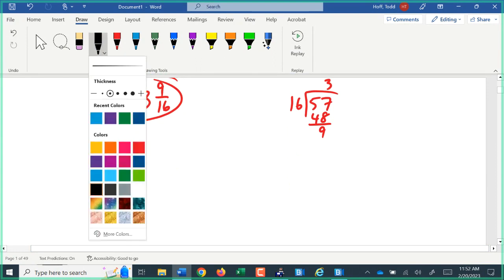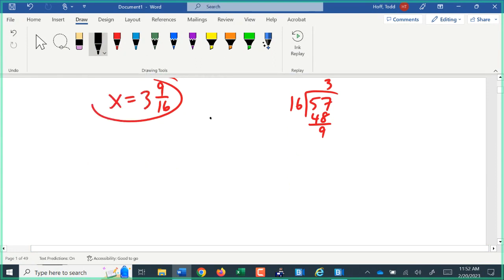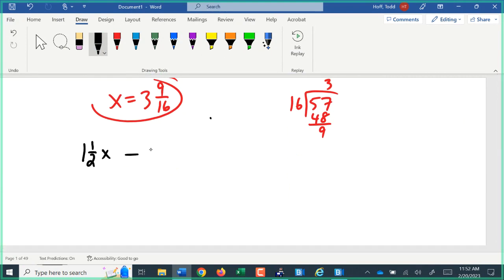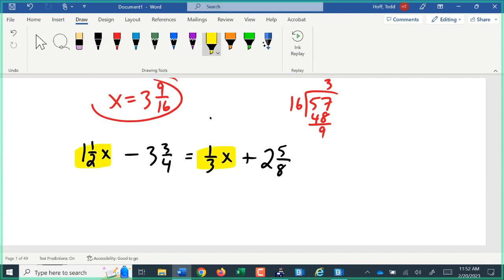We could end up with equations that are more complex, like this. We might have 1 1/2 x minus 3 3/4 equals 1/3 x plus 2 5/8. So again, we have to go through the process. There's nothing to combine on either side, but we do have x on each side. So we have to get x on one side. Smaller one is the 1/3 x, so I'm going to subtract 1/3 x.